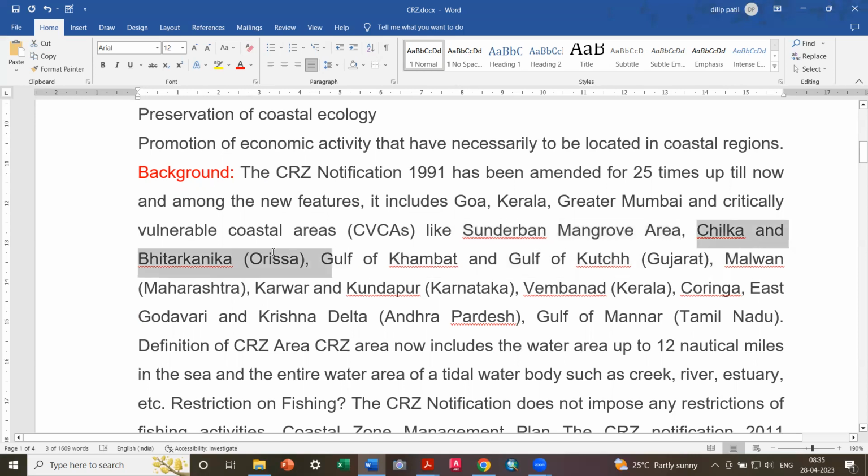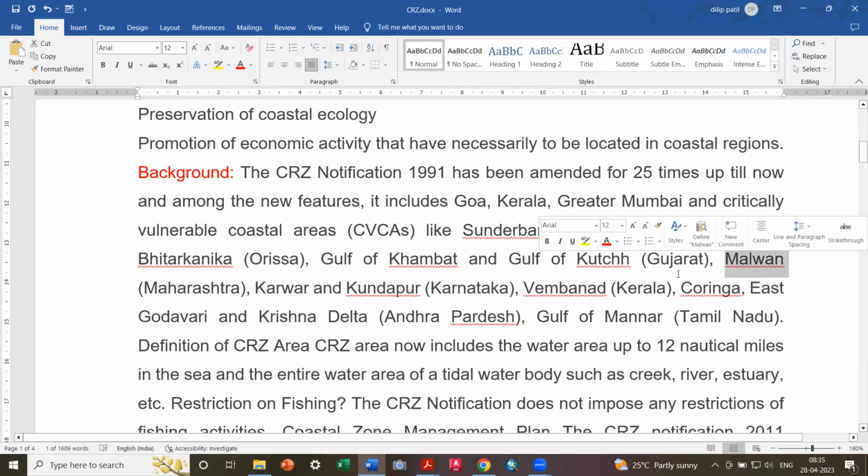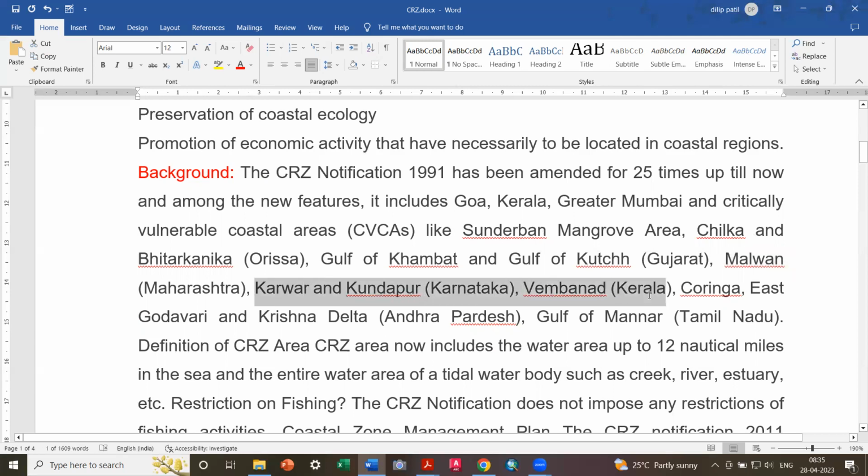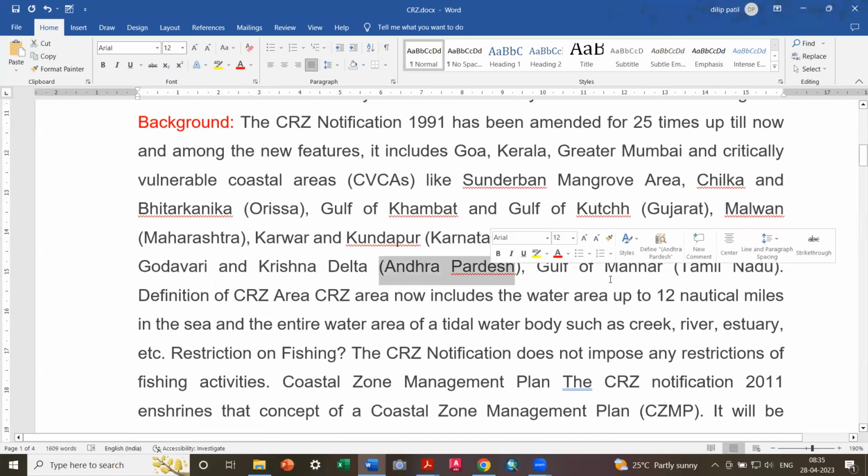Where silt is deposited near the coastal area. Then Chilka, Bhitarkanika, Orissa, Gulf of Khambhat, Gulf of Kutch, Gujarat, Malvan, Maharashtra. Malvan beach in Maharashtra is in Sindhudurg district. Then Karwar, Kundapur, Karnataka, Vembanad, Kerala, Coringa, East Godavari, Krishna Delta region. I was talking about the delta region of the Ganga river, Sundarban. Andhra Pradesh, Gulf of Mannar.